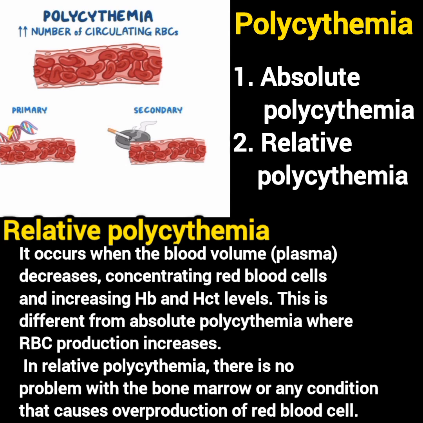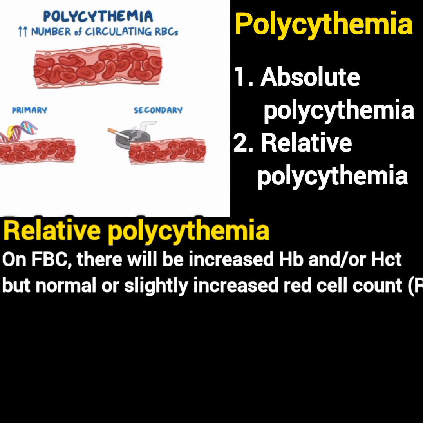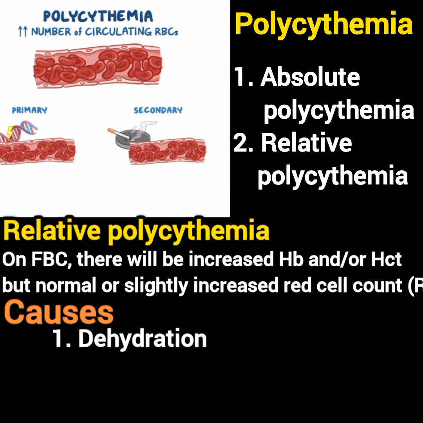On full blood count, there will be increased hemoglobin and/or hematocrit, but normal red cell count. The causes of relative polycythemia: dehydration. There is fluid loss leading to loss of plasma volume, and the red blood cells in the remaining plasma become concentrated. Then the concentration or the percentage of the red blood cells in the blood is increased. So in dehydration, there's increased hematocrit, but the red cell count remains normal.